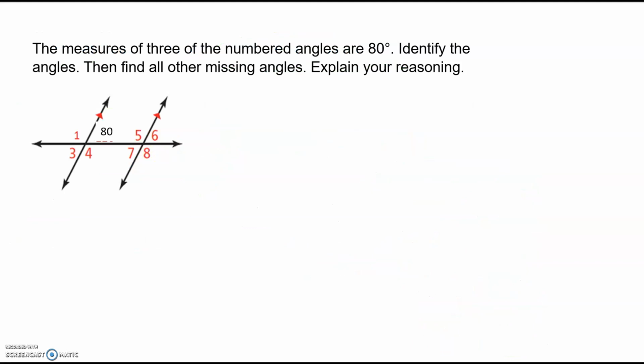Okay, next we're going to review some angle measurements. It says the measures of 3 of the numbered angles are 80 degrees. Identify the angles and then find all other missing angles. So what we're going to do first is figure out which ones are also 80 degrees.